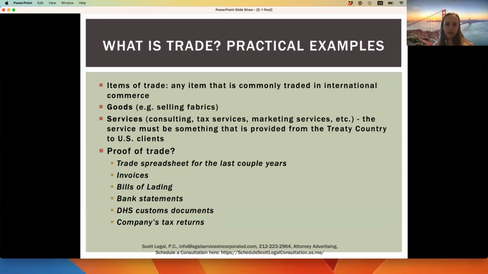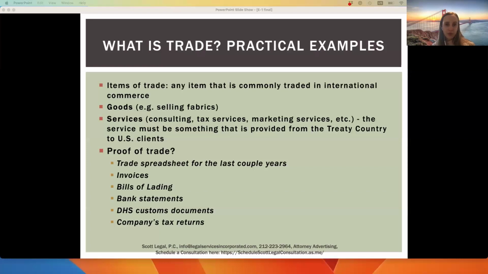Okay, so now let's go over, what is trade? What can qualify as trade for an E-1 visa? An item of trade can be basically any item that is commonly traded in international commerce. So, of course, any goods will qualify as items of trade. For example, if you are trading or selling fabrics, materials, furniture, clothes, anything tangible, that would of course qualify as an item of trade.